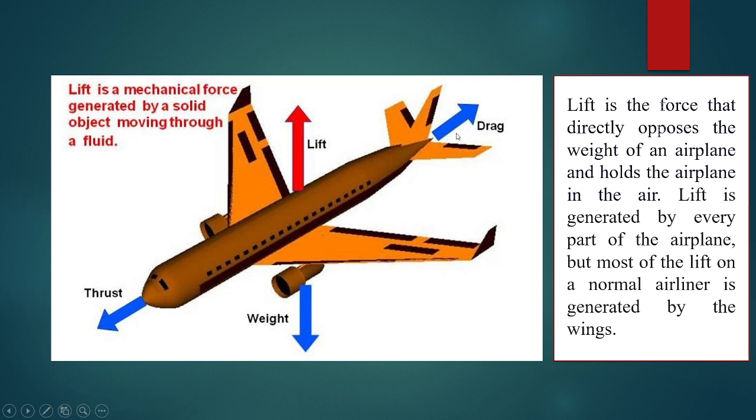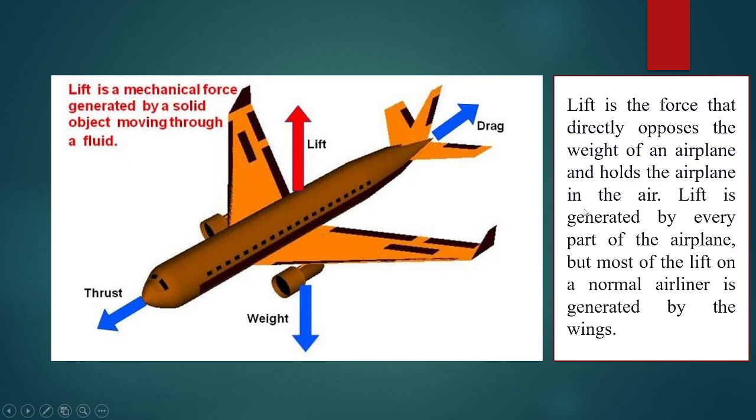You can see drag, which is acting backward. Thrust is acting in the front direction. Thrust is nothing but a force driving the aeroplane in a forward direction. Drag is the opposite force to the thrust.